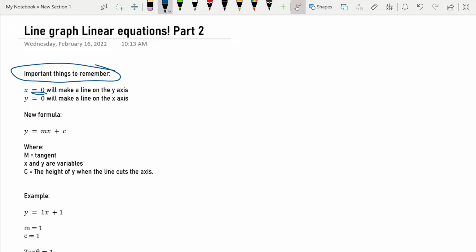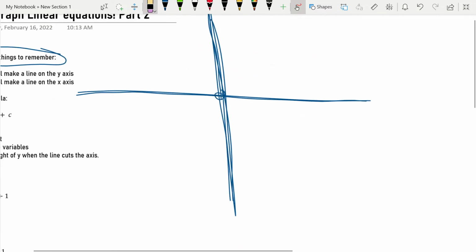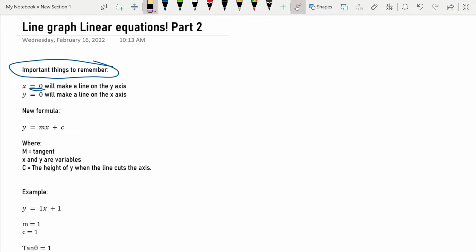Why? Because if you have x is equal to 0, meaning there is no x, so it will be at 0 and there will be a line like that, right? But if you have y is equal to 0, meaning there is no y, so that will make a line on the x-axis. Okay, let's get quickly through this.